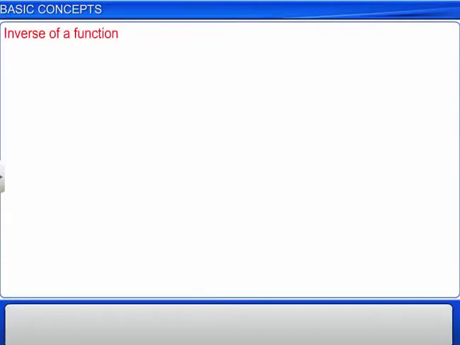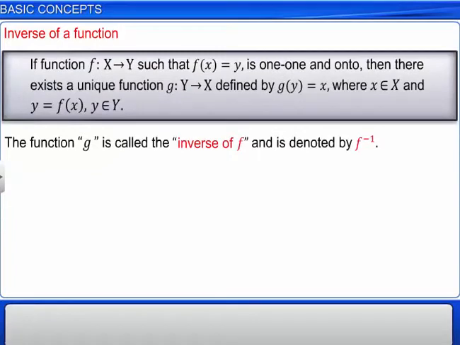Let us also recall the concept of the inverse of a function. If a function f from set x to set y, defined by f of x is equal to y, is 1 to 1 and onto, then there exists a unique function g from set y to x such that g of y is equal to x. Such a function g is called the inverse of function f and is denoted by f with superscript -1.